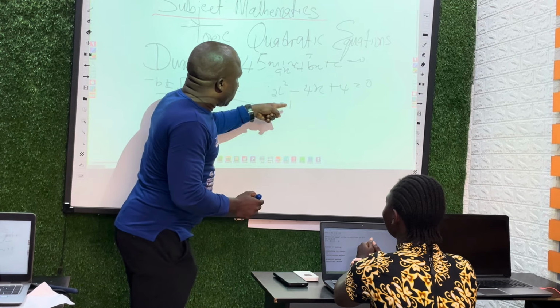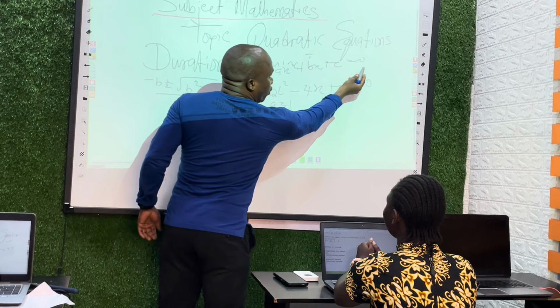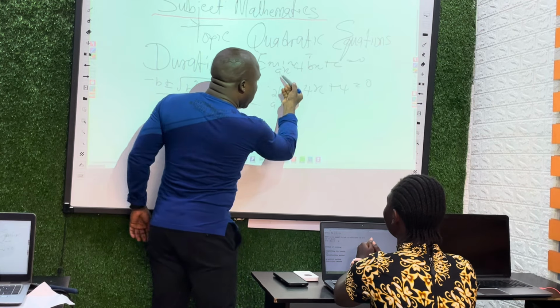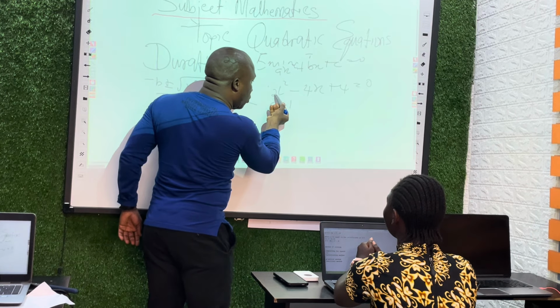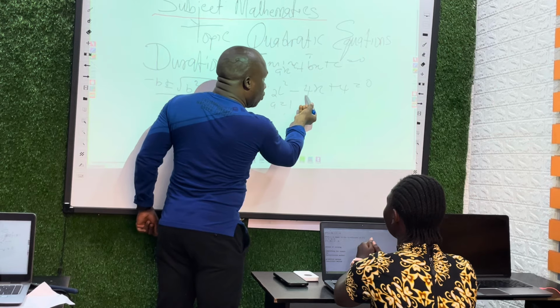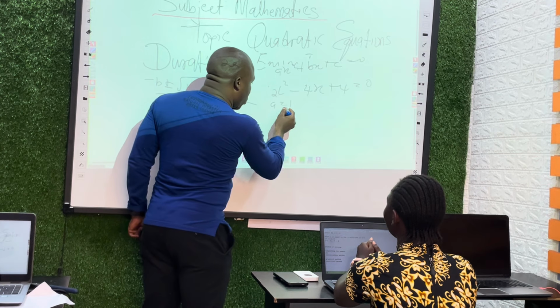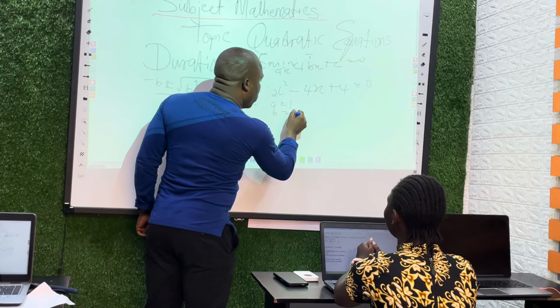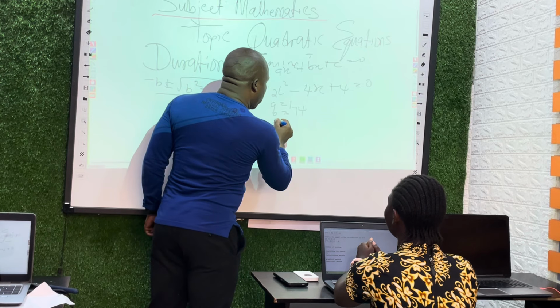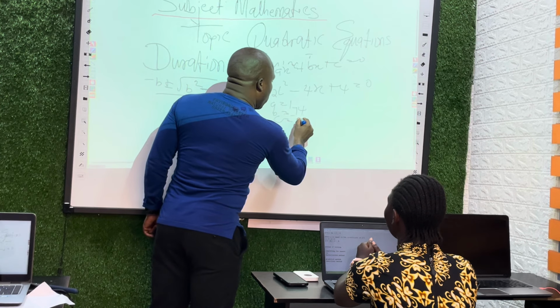So if you relate the two equations, you see that a is equal to 1, b is equal to minus 4, and c is equal to 4. Do you understand? A is equal to 1, b is equal to minus 4, and c is equal to 4.